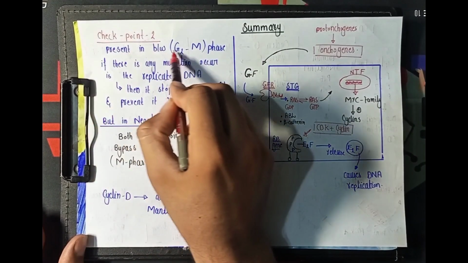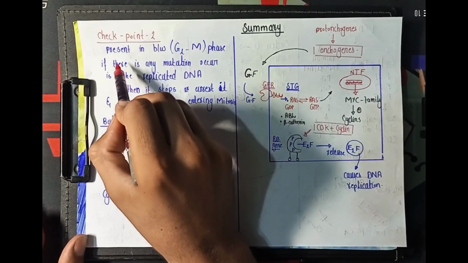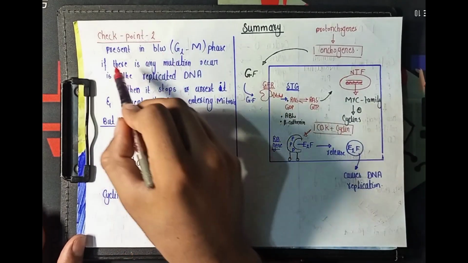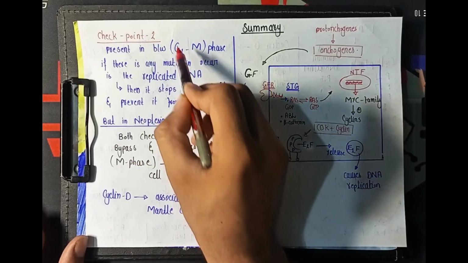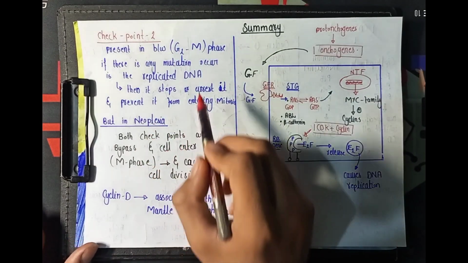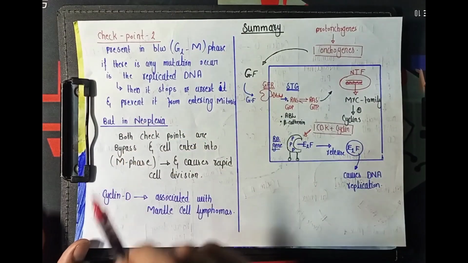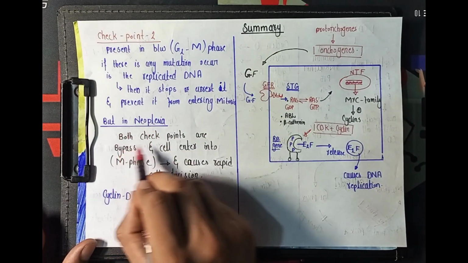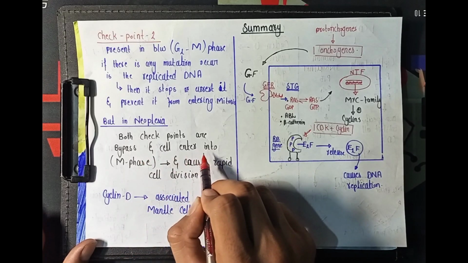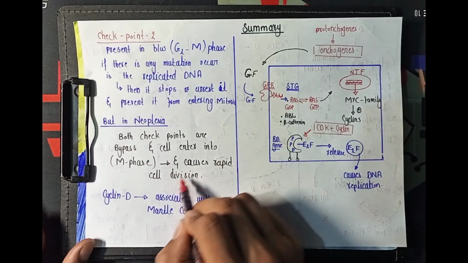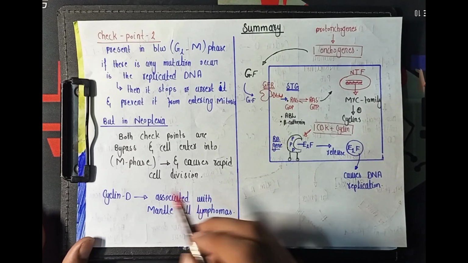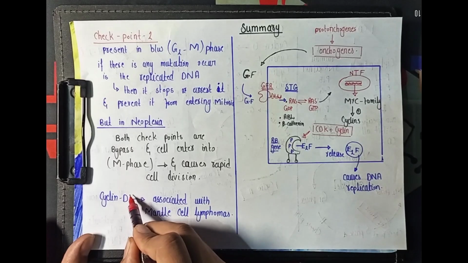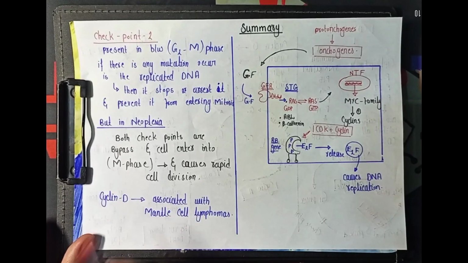And the second checkpoint is present between the G2 and the M phase. In the S phase, replication of the DNA occurs. So if there is any mutation in the replicated DNA, then it is arrested at the second checkpoint between the G2 and the M phase, and it is prevented from entering into the mitotic phase. In neoplasia, both the checkpoints are bypassed by the cell, and the cell enters into the M phase and causes rapid cell division, and hence leads to an increase in cellular proliferation and the neoplastic changes. And cyclin D is the first cyclin whose concentration rises in the process of cell division, and cyclin D is associated with mantle cell lymphoma.